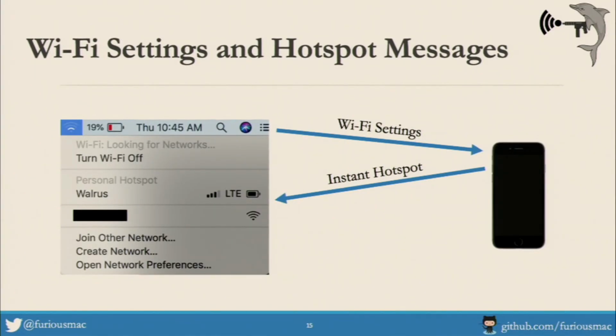Let's say you're on a MacBook and you want to connect to Wi-Fi. You go to a Wi-Fi settings page. It sends out that Wi-Fi settings page message with that 4-byte iCloud ID. And if there's a device within range that recognizes that ID, it'll send back the instant hotspot message, and it'll fill in the battery life, the signal type, and the signal strength.